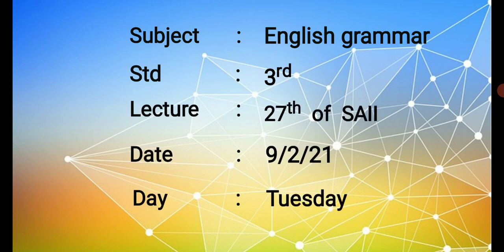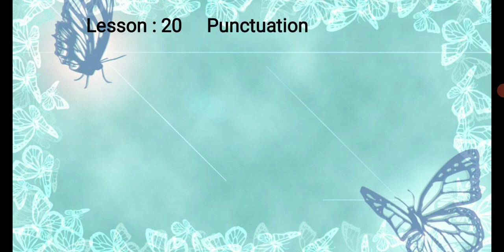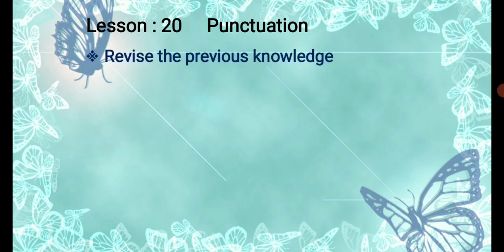As we know, we started lesson number 20 two lectures ago, and the name of lesson number 20 is Punctuation. Let's see what we will learn in this lecture today. First of all, we will revise the previous knowledge. In this topic we will revise whatever punctuation marks we already learnt in our previous lectures. Then we will move on to our next topic, and it is the comma.